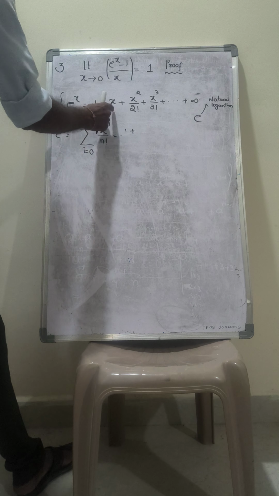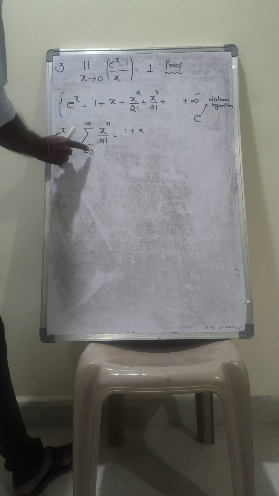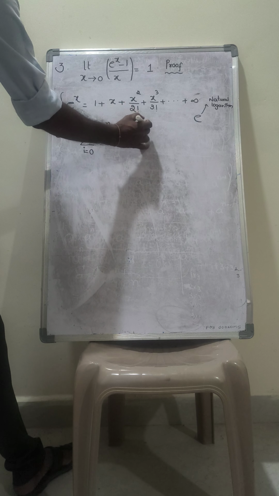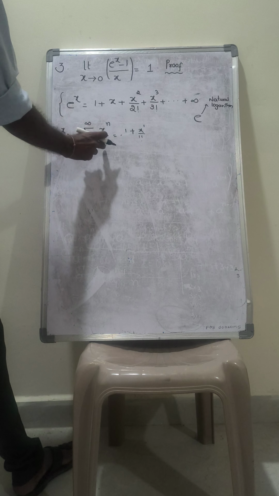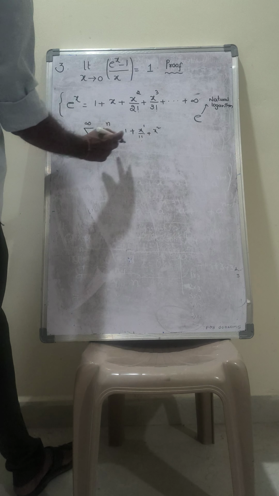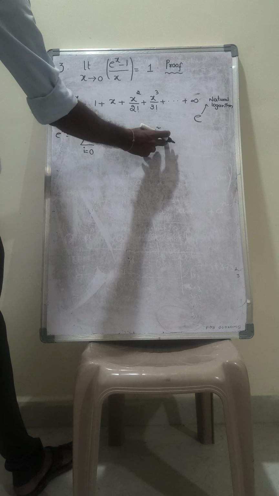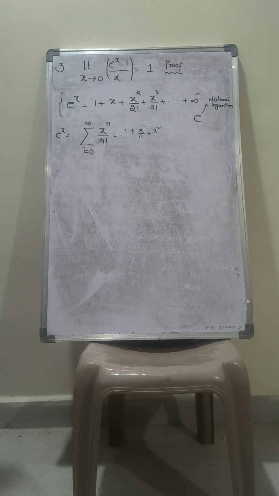Plus, next I am substituting n value 1. If I substitute 1, I will get x power 1 by 1 factorial. 0 factorial first, next 1 factorial. Next, if I substitute n value 2, x power 2 by 2 factorial, x power 3 by 3 factorial, and it goes on. So you will get the same thing again, but that is the summation form of it.